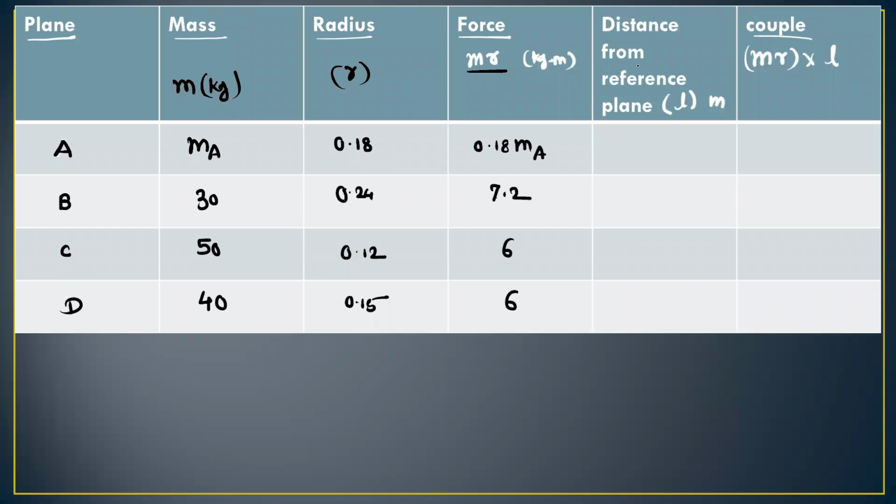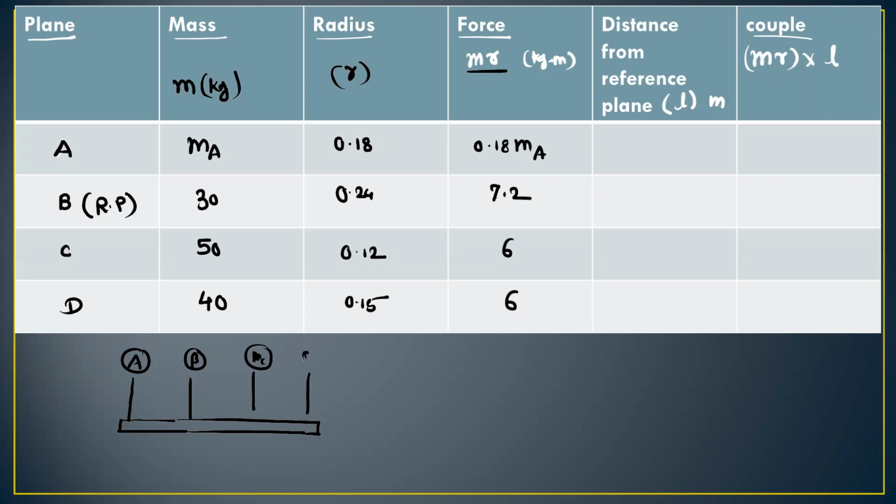Now next is distance from the reference plane. So we have selected the reference plane, that is plane B. With respect to the reference plane, measure the distance. So refer again the plane position diagram. In the plane position diagram, this is A, this is mass B, this is mass C and D.